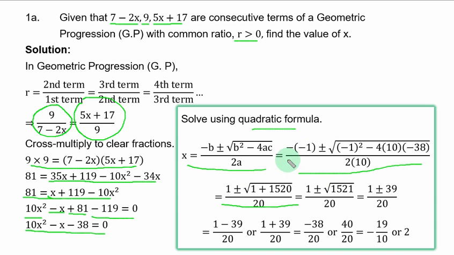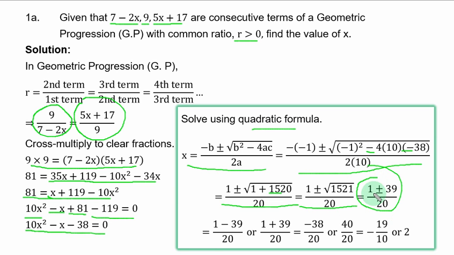Minus b, minus 1, is plus 1. You have plus or minus the square root of 1 squared, which is plus 1. Now this minus times minus is plus, so 4 times 10 times 38, you have 1,520. If you add under the root, you have this result. If you check the square root of 1521, you have 39.